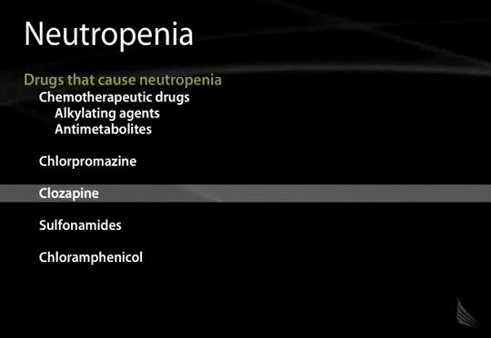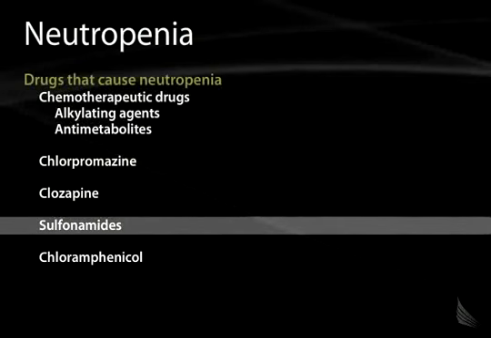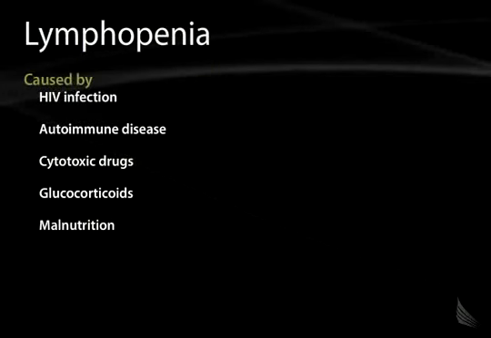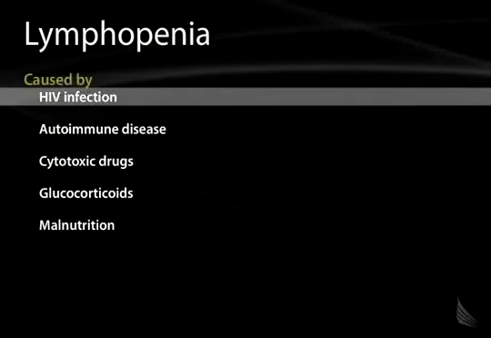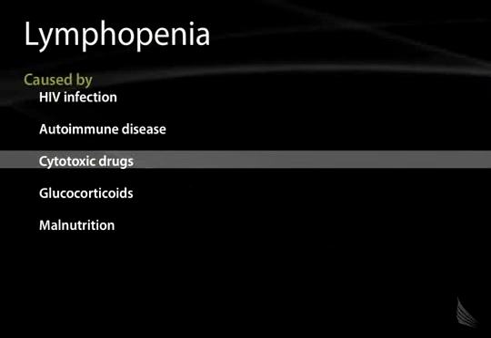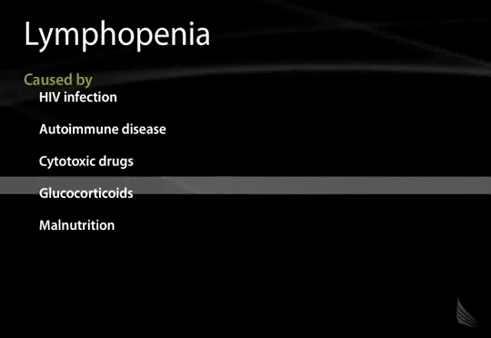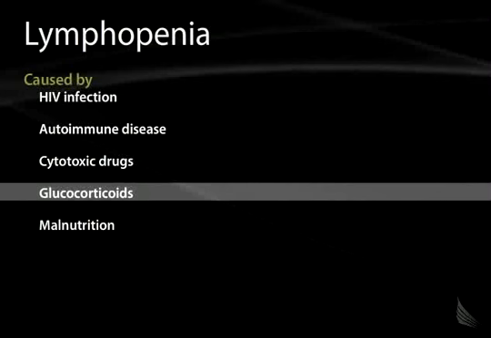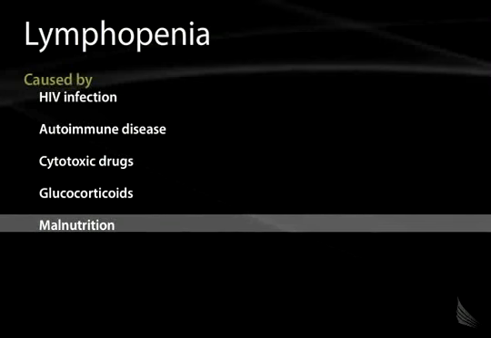Clozapine, an atypical antipsychotic, can also cause a profound agranulocytosis. Chloramphenicol and sulfonamides can do so as well. Clinical scenarios that can cause quantitative disorders of the lymphocytes include HIV infection, specifically CD4 cell lymphopenia. Autoimmune diseases can also cause lymphopenia, as can some of the cytotoxic drugs that cause global bone marrow destruction and white cell destruction. Glucocorticoids, though they cause the demargination of neutrophils, can also cause a lymphopenia. And profound malnutrition can also cause a quantitative disorder of the lymphocytes.